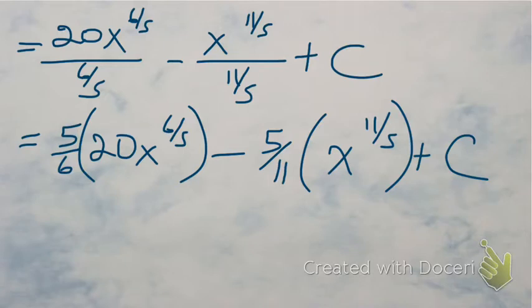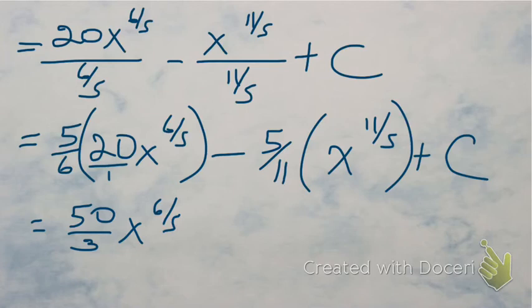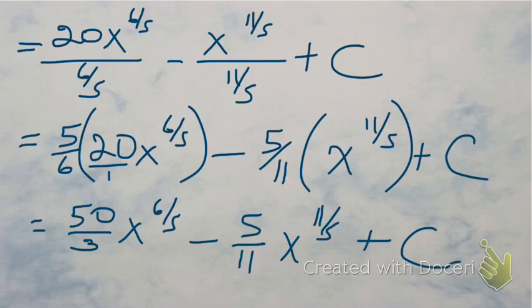So let's see, 5 times 20 is 100, but we're going to divide by 6. And 100 divided by 6, we could reduce that. We could call that 50 divided by 3 if we cancel a common factor of 2. So the answer is 50/3 x to the 6/5, take away 5/11 x to the 11/5, plus c. Not as hard as I thought.